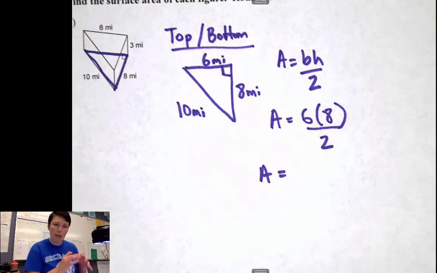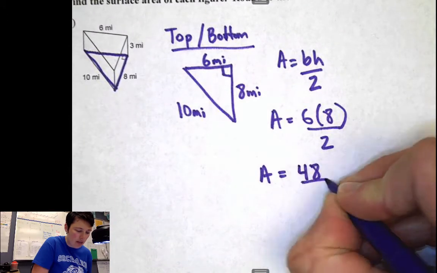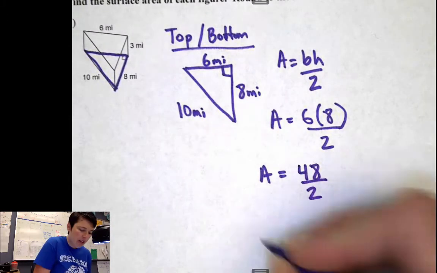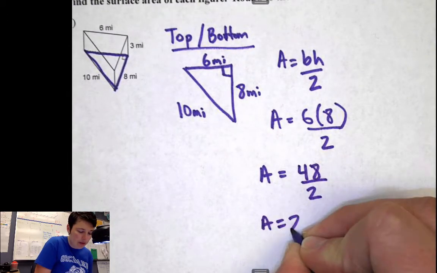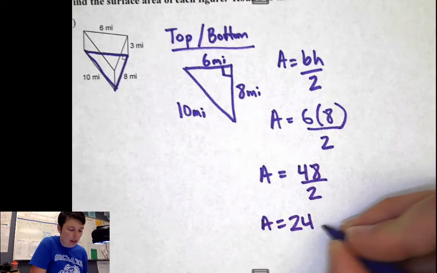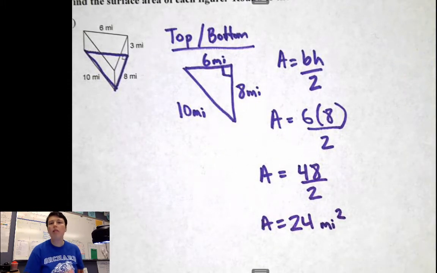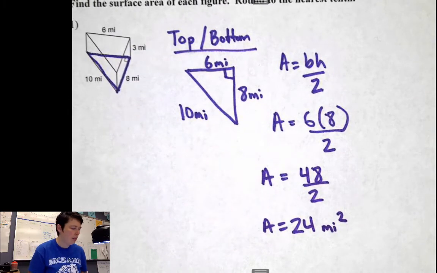And because I'm typing it in, I also want to show it on paper. So we got 6 times 8 is 48, and we divide by 2, and 48 divided by 2 is 24. So the triangle has an area of 24 square miles, if you really think about it. But that's just the top and the bottom. We have more work to do. Now we've got to deal with all the sides. So let's continue on here a little bit.